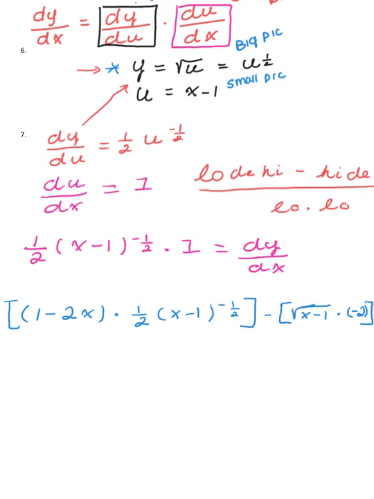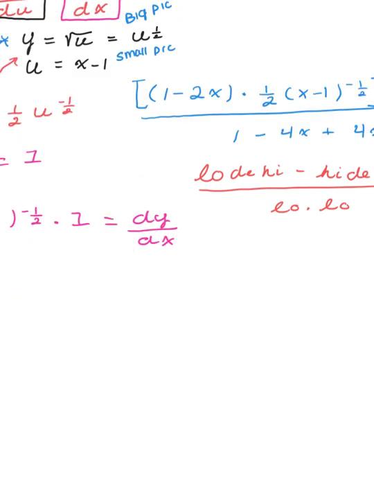Okay, so that's low d high minus high d low all over low low. Low low is 1 minus 2x squared, right? So that's 1 minus 4x plus 4x squared. Okay, so I did a little shuffling. So let's go ahead and simplify this.